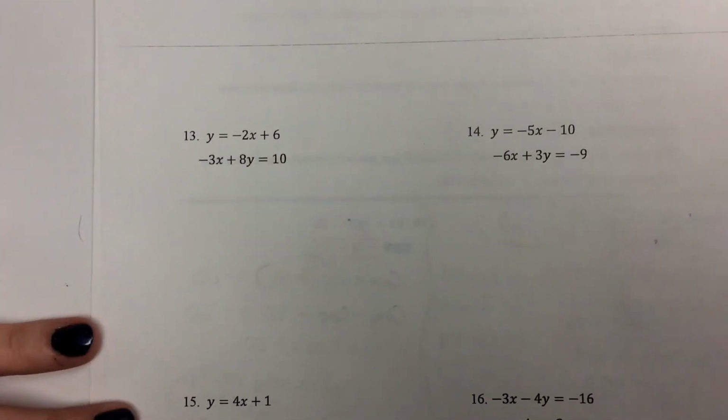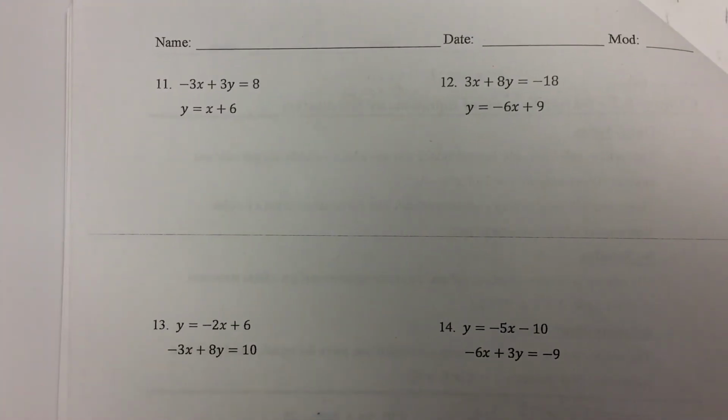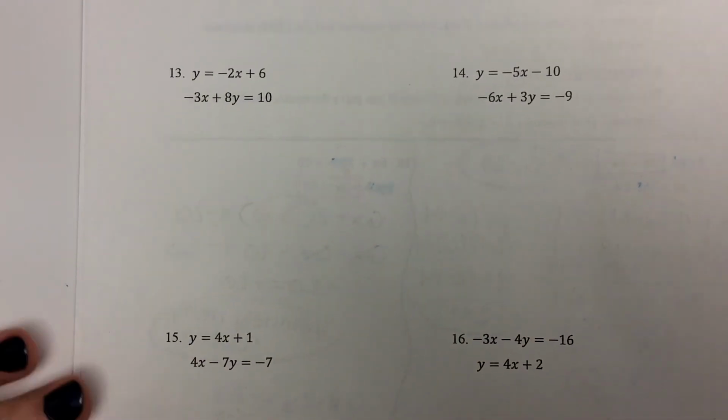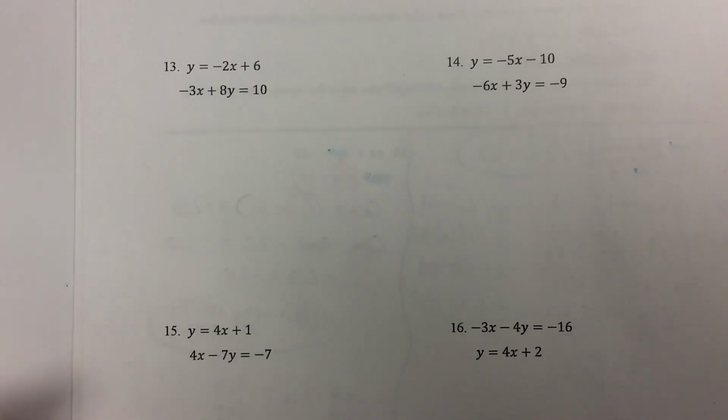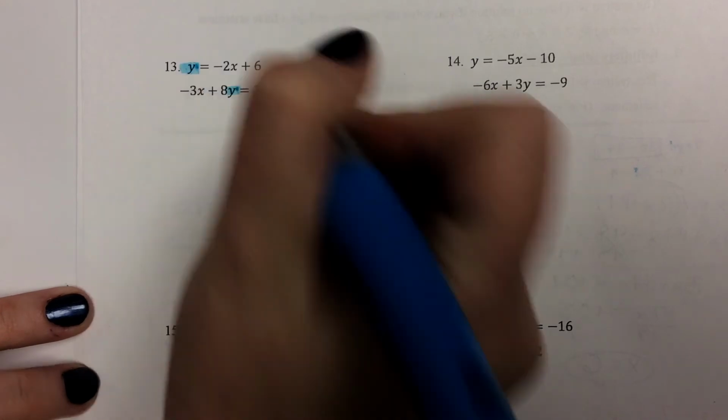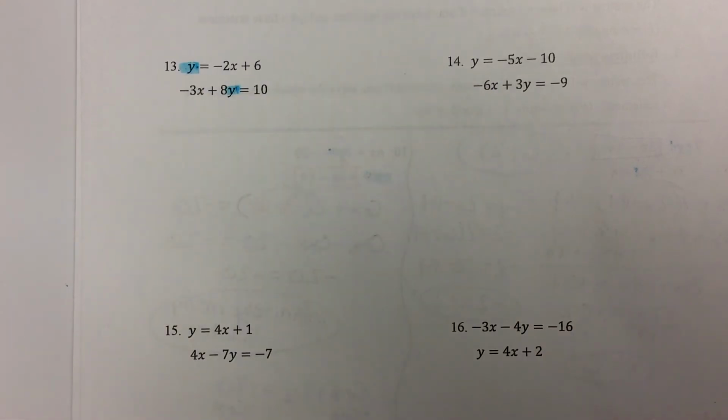Okay. Let's flip to the back page. Okay, on the back we've got 11, 12. I'm going to skip those 2 and jump down to 13, 14. I'll do some more examples. I'm going to go pretty quickly, okay? So make sure you follow along. Number 13, we have y equals -2x plus 6. So we're going to take that y and substitute it into the second equation. Remember, substitution. Here we go.